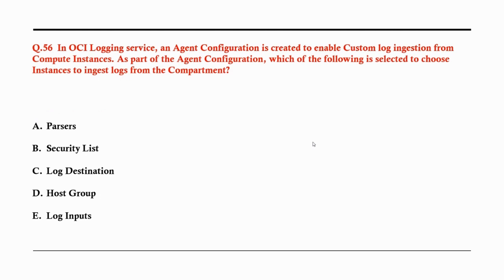Question 56. An OCI logging service agent configuration is created to enable custom log ingestion from compute instance. As a part of the agent configuration, which of the following is selected to choose an instance to ingest logs from compartment? The answer is D, host group.